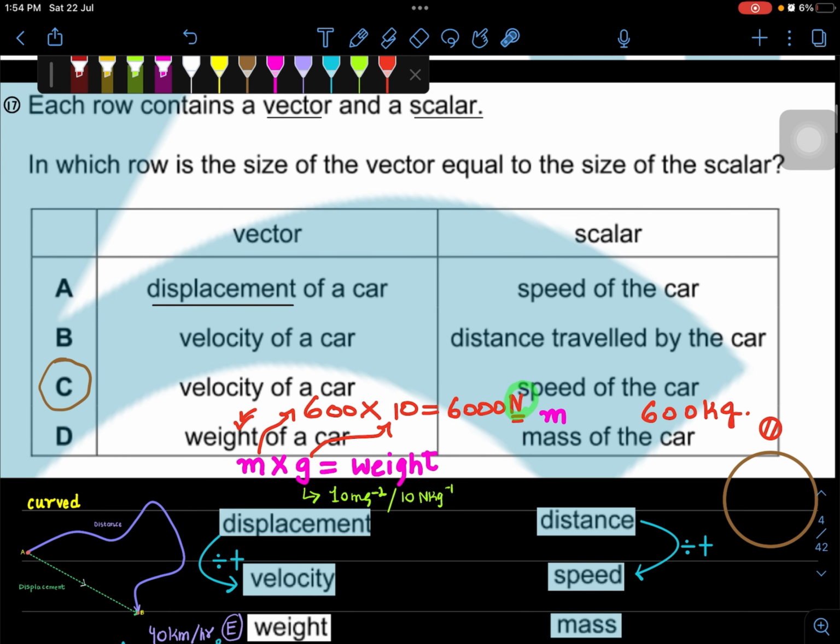So, now you must be clear how mass and weight are different from one another. If, let's say, the mass of an adult is 65 kilograms, the weight would be 65 multiplied by the value of g, which is 10, equals 650 newtons.